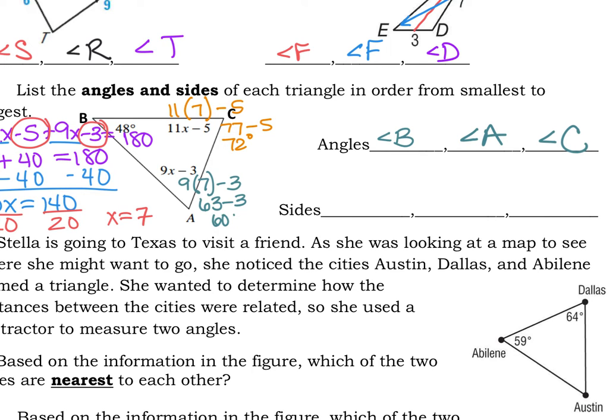All right, with the sides, the sides in order from smallest to largest. We said the smallest angle was angle B, right? We said that was 48. What side is across from B? C to A. All right, we said A was the next angle in order, which was 60. What side is across A? B to C. And then the largest side should then be B to A.